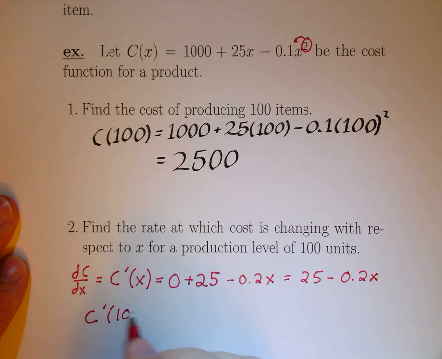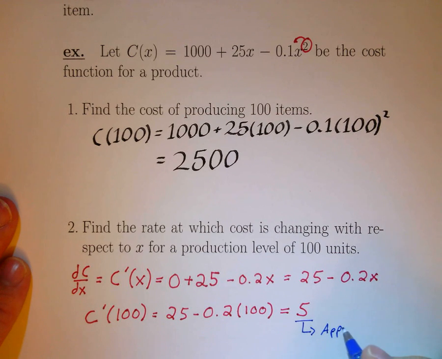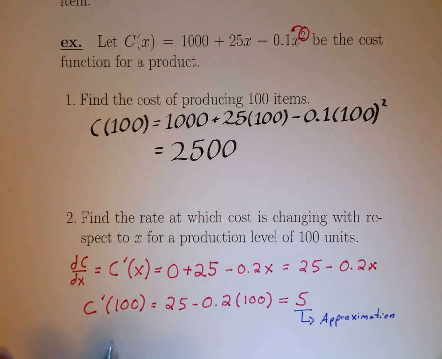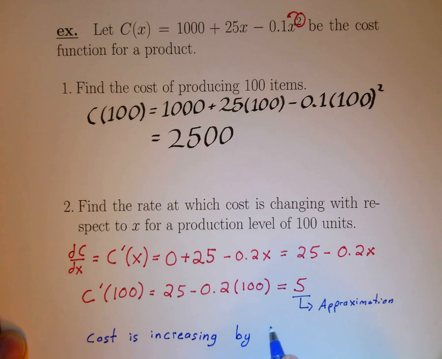So the derivative at 100 is equal to 25 minus 0.2 times 100, which is equal to 5. Now I want you to note this is an approximation for the cost of the 101st item. So what we see is that cost is actually increasing by $5 per unit.